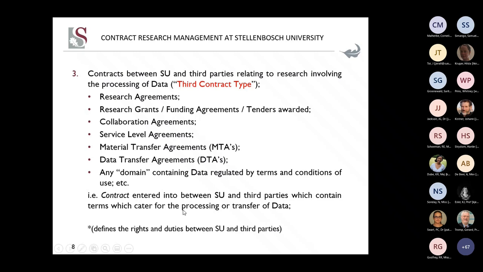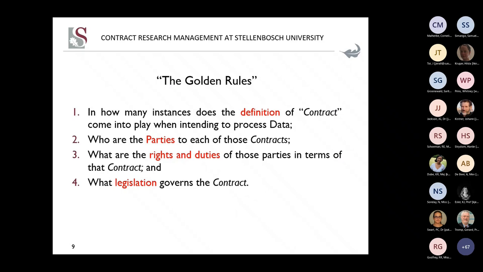So I've identified a few golden rules in relation to how you identify how many contracts you anticipate having to enter into during the life cycle of your research data management process. In how many instances does the definition of contract come into play when you intend to process data? Second rule here, who are the parties to each of these contracts? Third rule is, what are the rights and duties of those parties you've identified in terms of the contract?